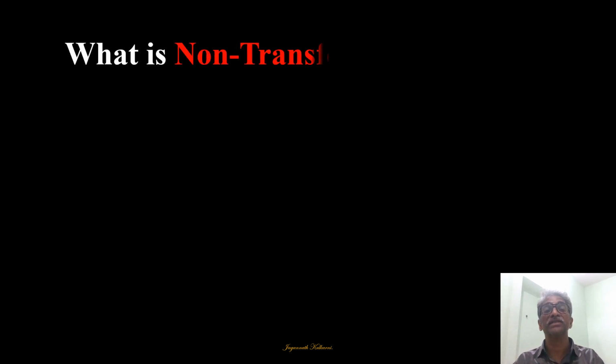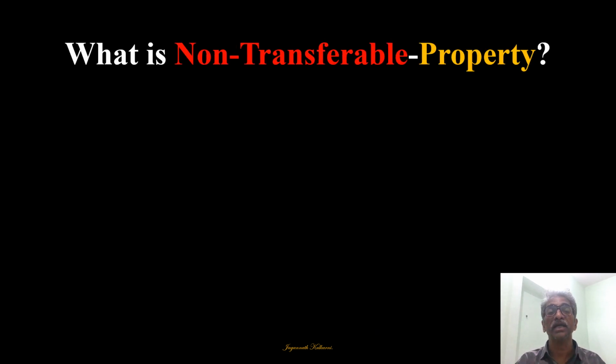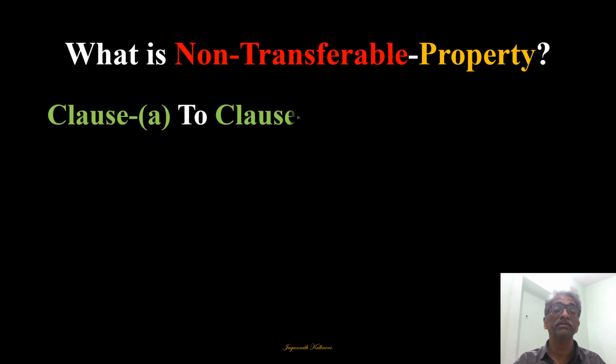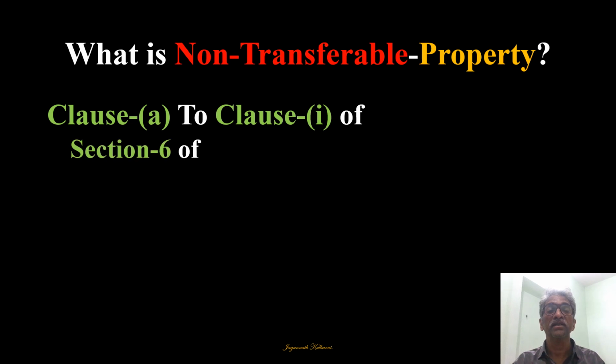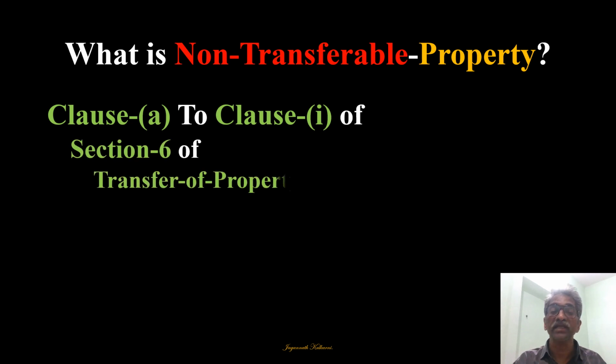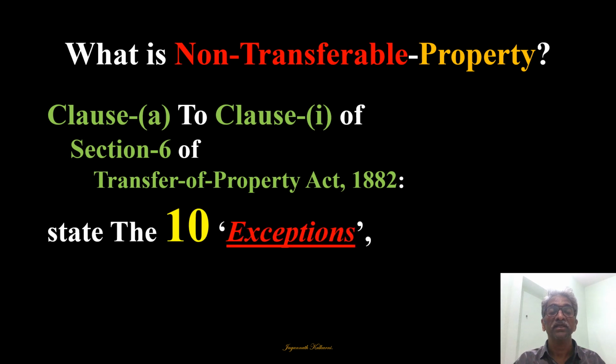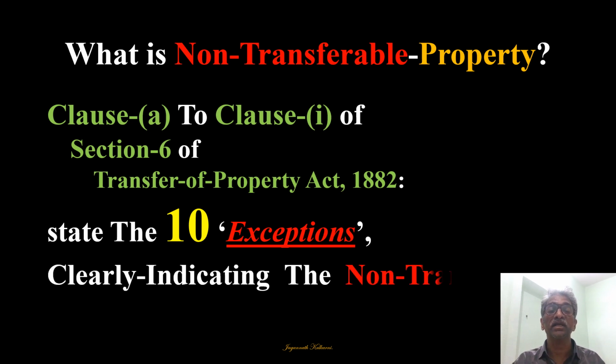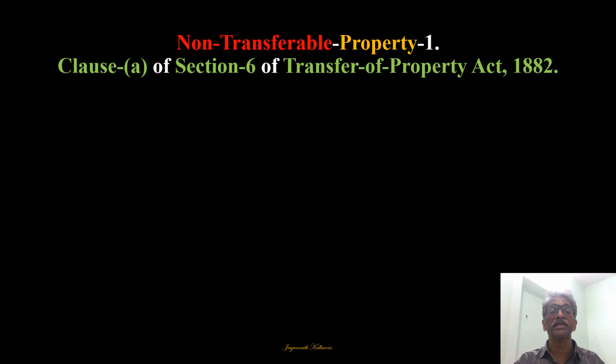Now that leads to the next question: what is non-transferable property. Clause (a) to clause (i) covers a total of 10 clauses of Section 6 of the Transfer of Property Act. It gives 10 exceptions. Why 10? Because an additional clause (dd) is also there, so a total of 10 exceptions. They clearly indicate what is non-transferable property. Now let us discuss those 10 exceptions.